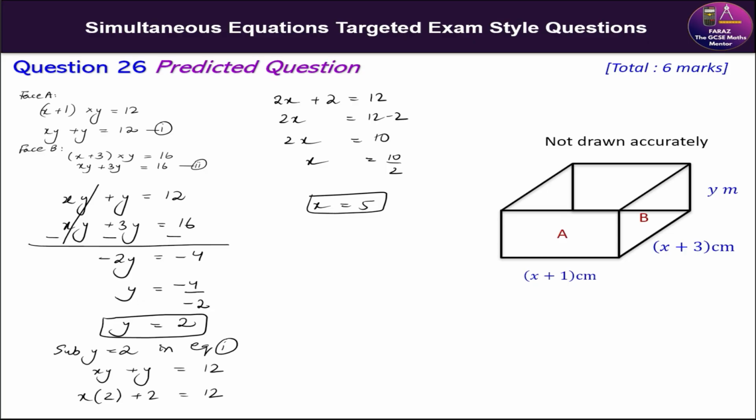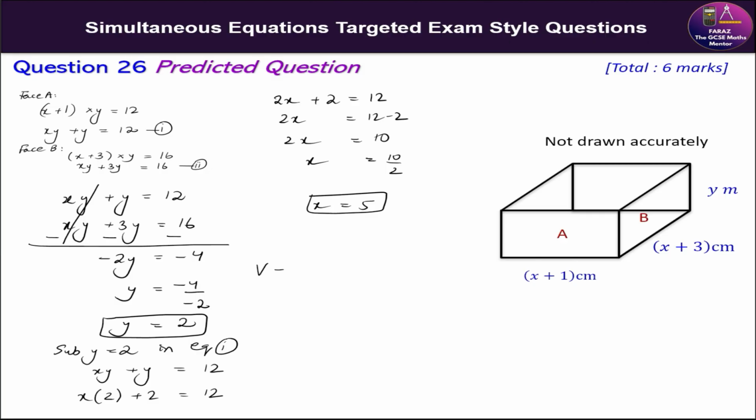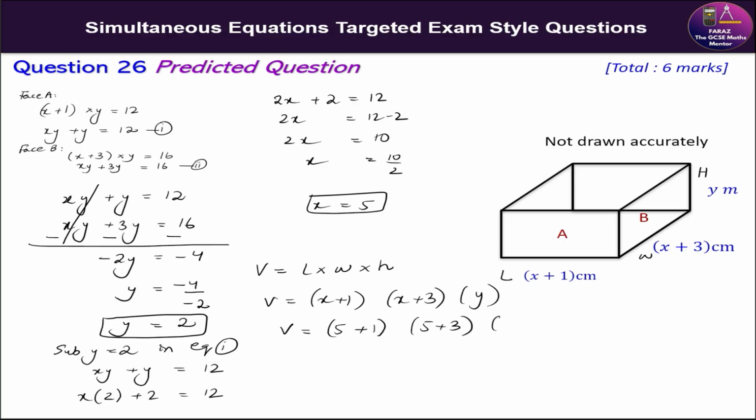Now in the question it is asked to find the volume of the cuboid. We know that the volume of a cuboid is V equals length times width times height, L times W times H. If you multiply them together, it is (x plus 1) times (x plus 3) times y. You know the value of x, it is 5. So you substitute 5 plus 1, then 5 plus 3, and the value of y is 2. So V becomes 5 plus 1 is 6, 5 plus 3 is 8, and 2.